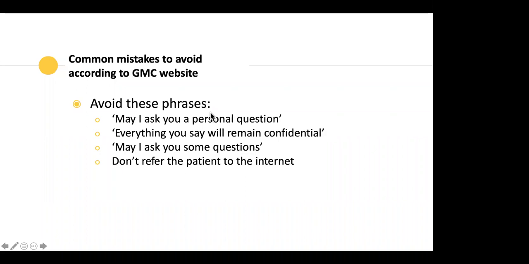And then another question is, "May I ask you some questions?" The patient has come to you for a reason. I don't think you need to ask them whether you can ask questions. I think if it's something more personal and private, then you can say something like, "Is it all right if I asked about your menstrual history?" if you're a male doctor, or, "Is it all right if I asked about your sexual history?" But otherwise, I don't think you should ask that question. And also, please don't refer the patient to the internet. They've come to you for a reason. They don't want to be referred to the internet.